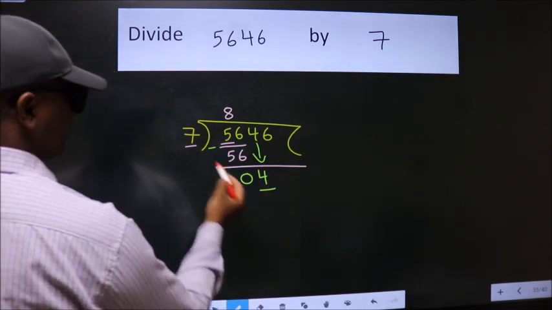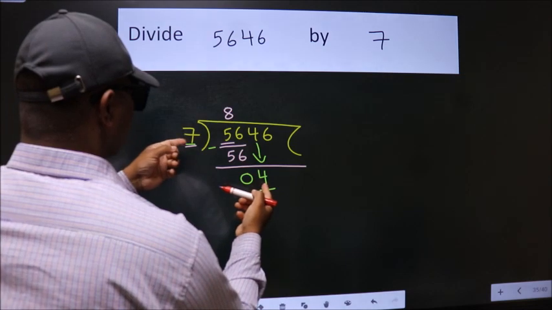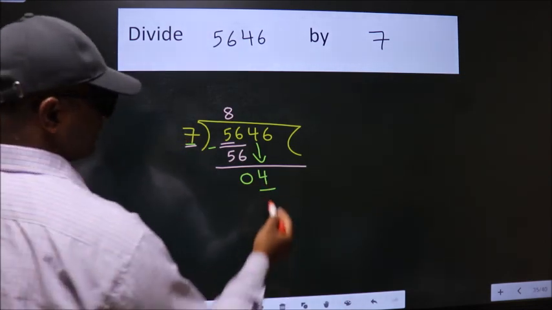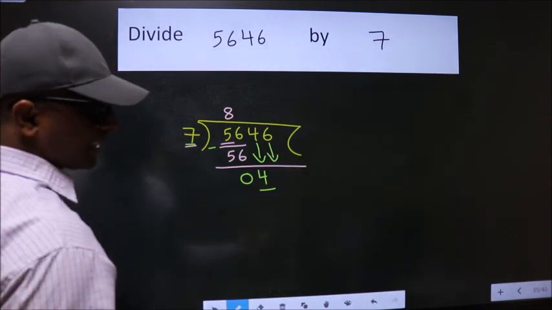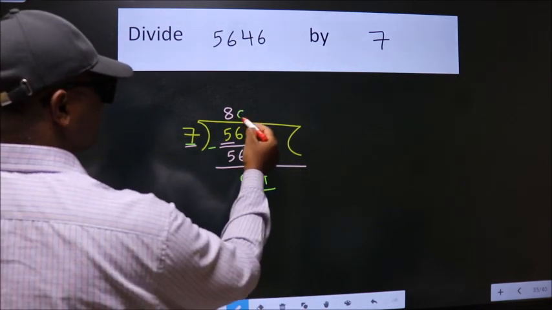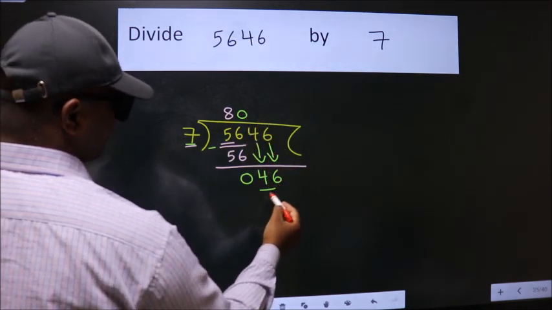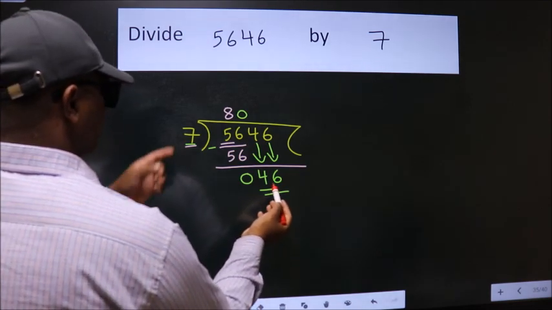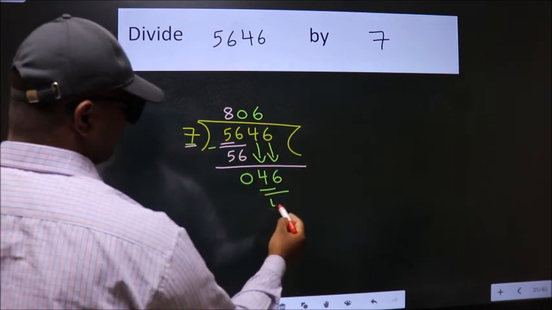Here we have 4, here 7. 4 is smaller than 7, so we should bring down the second number. And the rule to bring down the second number is, put 0 here, then only we can bring down this number. So 46, a number close to 46 in the 7 table is 7 6s are 42.